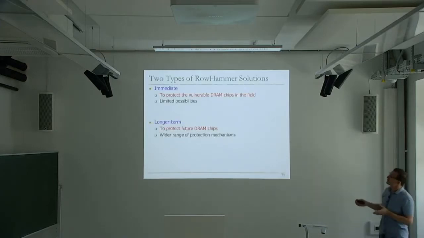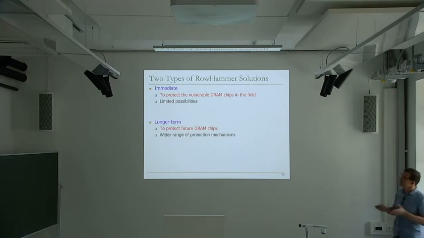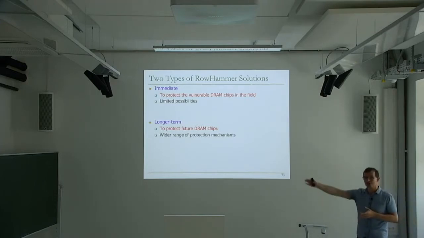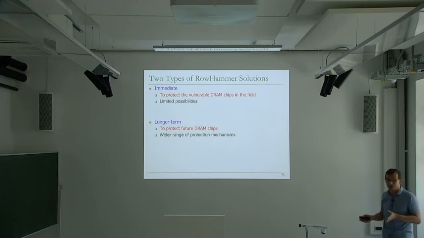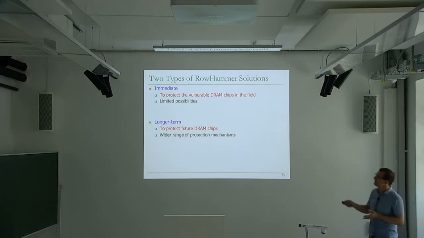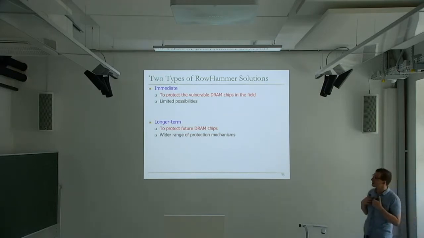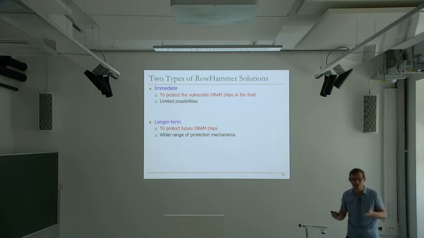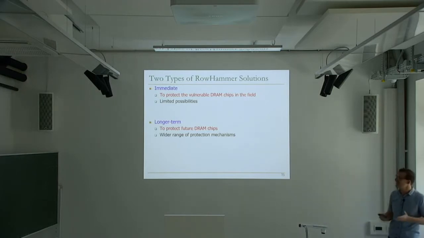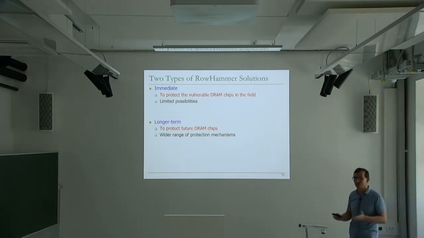I think there are two types of RowHammer solutions that are needed. One is immediate. Immediate meaning the chips are out there in the field, they're vulnerable, what do you do with them, right? You need to protect them, basically. But there are limited possibilities for that. And the reason we have limited possibilities, in my opinion, is because we don't have intelligence in the memory controllers that are out there. We didn't really anticipate these issues. As a result, our controllers are very rigid.